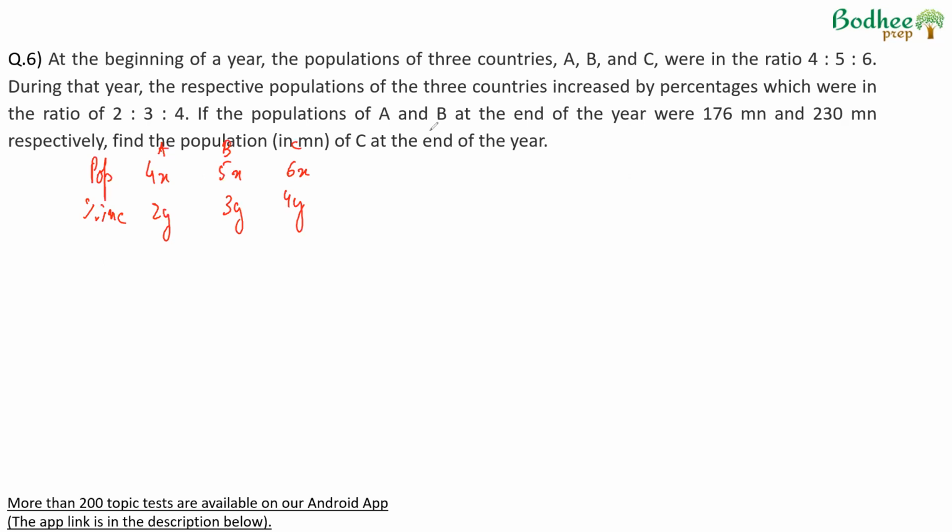Right? Now, the population of A and B at the end of the year. So, population of A at the end of the year is 176 million. Suppose we are taking the population in million only. So, we can say the initial population 4x into 1 plus 2y upon 100. Initial value into 1 plus percentage increase upon 100, the multiplying factor, is the final value. And for B, 230 is the final population. This will be 5x into 1 plus 3y upon 100.